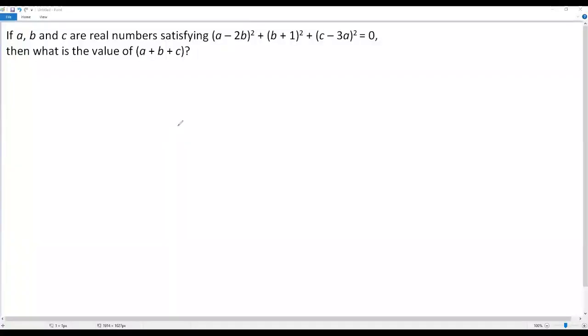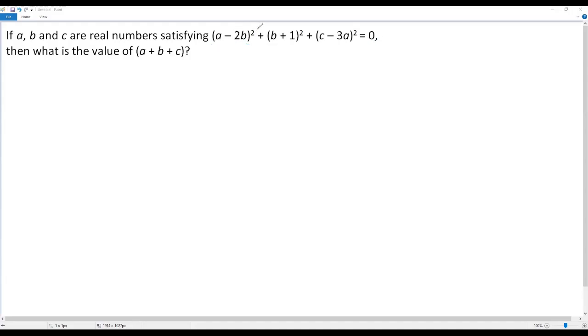Here we have a SAT math question. Okay, let's go with the information. If A, B, and C are real numbers satisfying (A − 2B)² + (B + 1)² + (C − 3A)² = 0, then what is the value of A + B + C? Okay, now let me consider the equation over here.